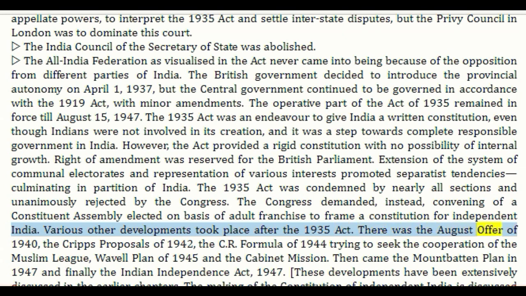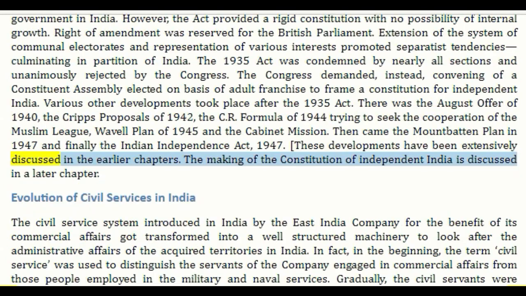There was the August Offer of 1940, the Cripps Proposals of 1942, the CR Formula of 1944 trying to seek the cooperation of the Muslim League, Wavell Plan of 1945, and the Cabinet Mission. Then came the Mountbatten Plan in 1947 and finally the Indian Independence Act, 1947. These developments have been extensively discussed in the earlier chapters. The making of the Constitution of Independent India is discussed in a later chapter.